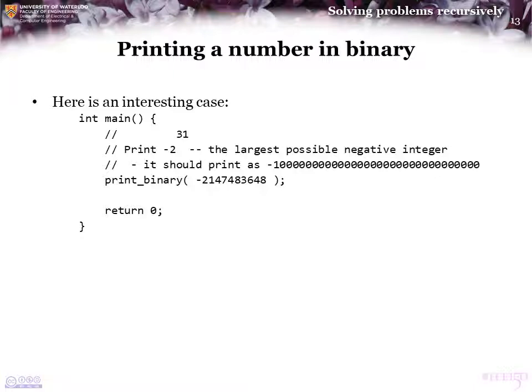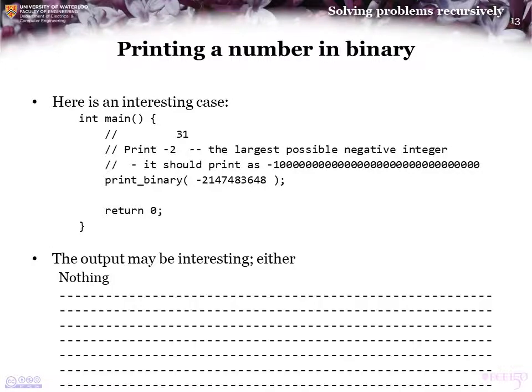But if you go and test this with our previous function, the output's actually going to be a little bit interesting. Either nothing is going to be printed and your program crashes, or you're going to see a lot of negative signs printed and then your program crashes. No digits are ever printed. You don't have to investigate this if you don't want to, but I'd suggest you try to look into it and talk about it with your friends.